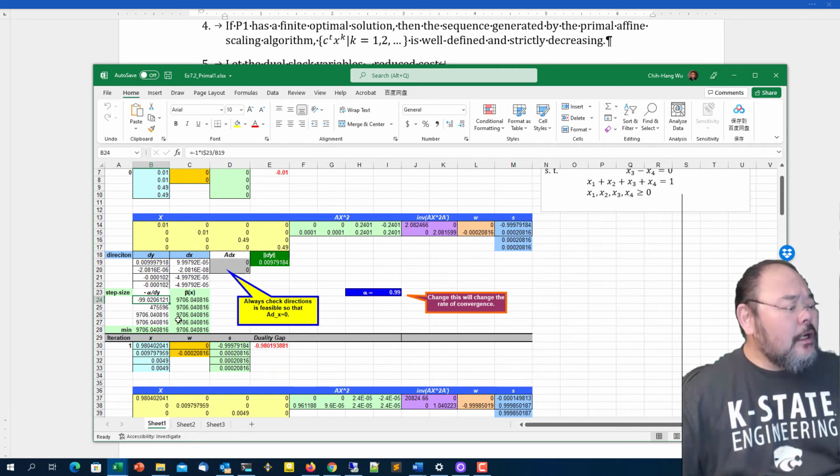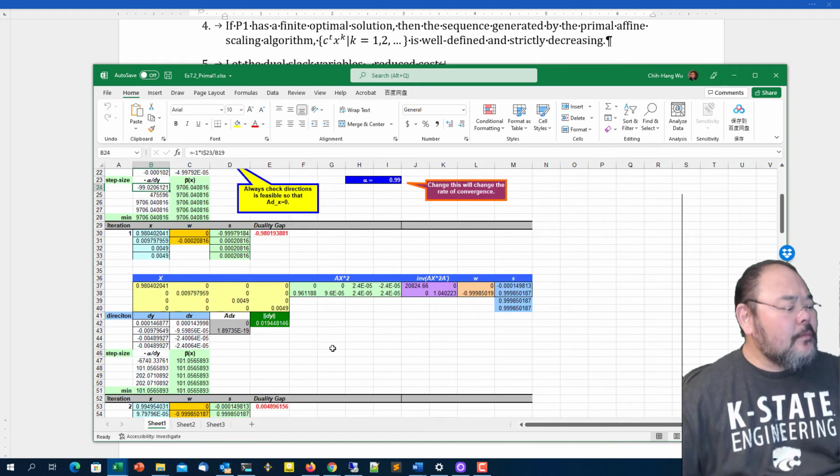So after I determine the beta, which is the step size, I can update x, I can update omega, and s was calculated over here already, so I just copy it over. So this is my new duality gap. All right, one more step.